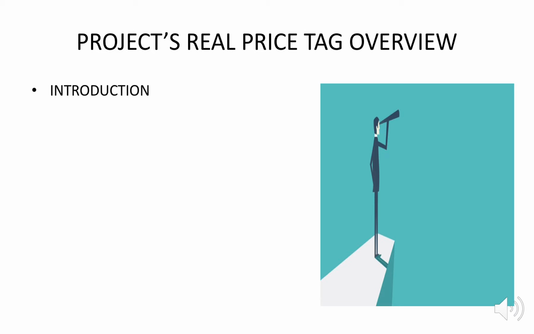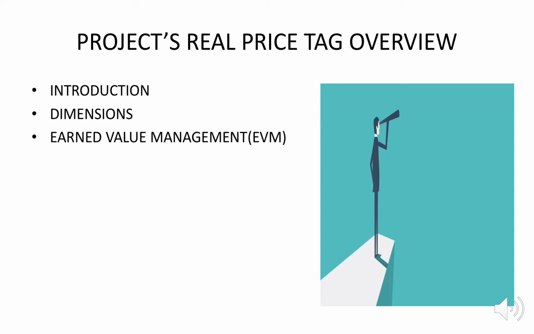After the brief introduction, what is meant by the price tag of a project, and the next one is the dimensions of a project's price tag, and the next one is the method used to calculate the project's budget or project's price, that is earned value management method. And we will see some of the charts related to the EVM, and the next one is CPI and SPI, or both the indexes to know the price of the project.